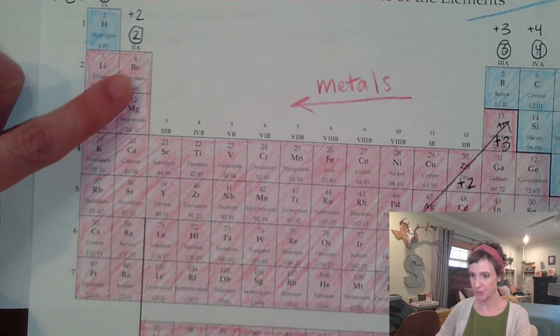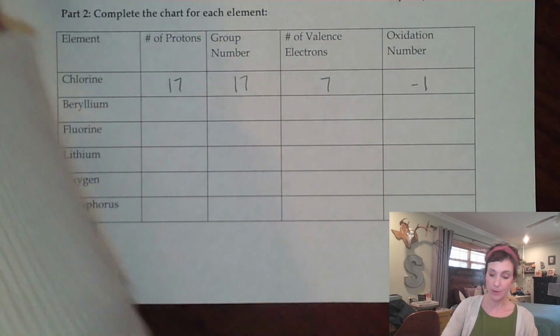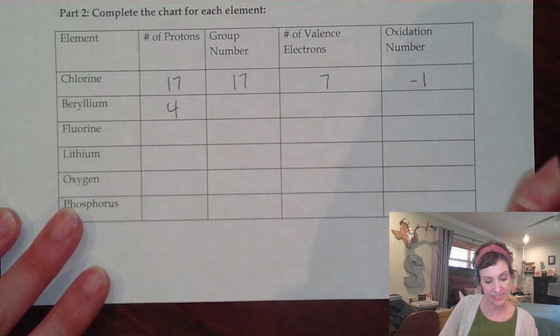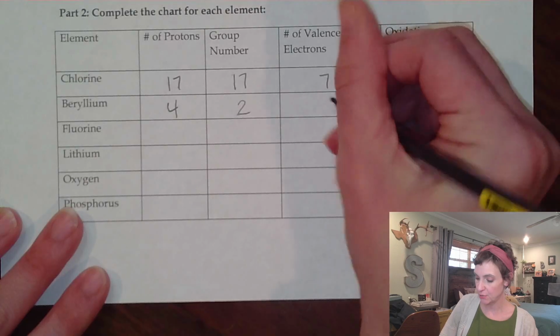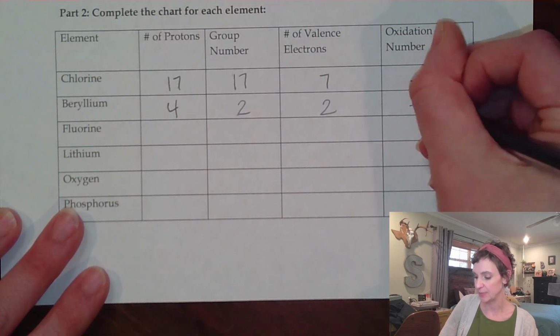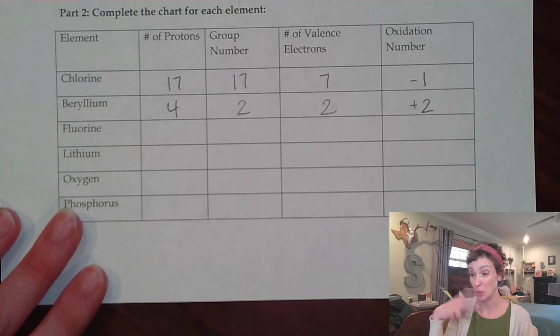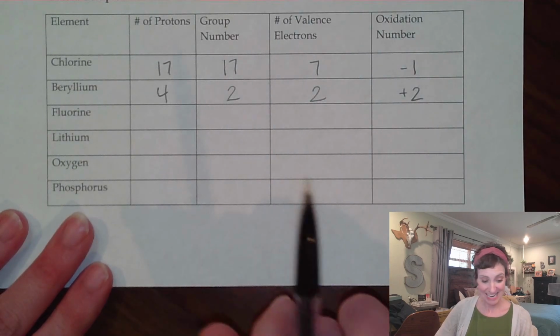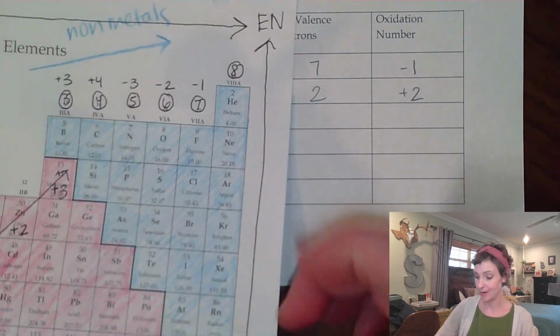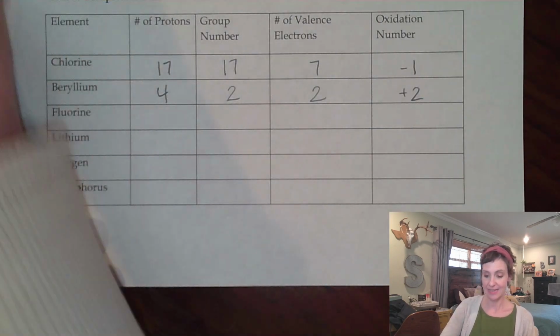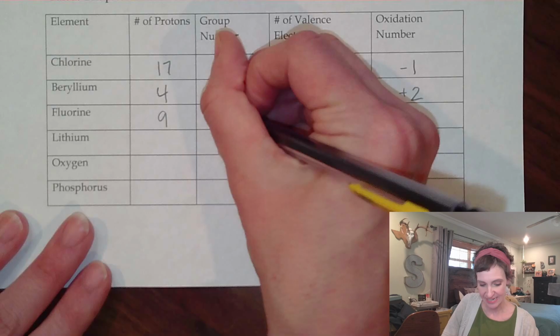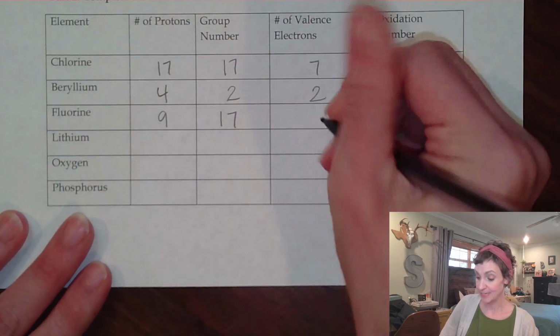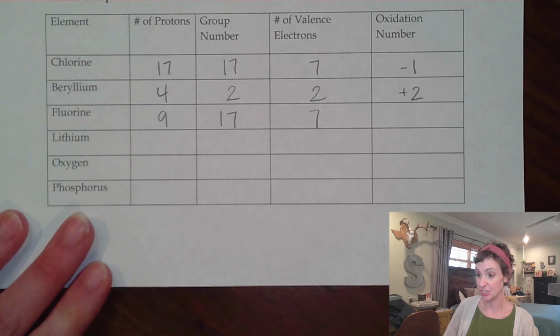Beryllium, group 2. He's got number of protons of 4, because that's his atomic number. Group 2, which means he has 2 valence electrons, which means his oxidation number is a +2. He will lose those 2 valence electrons to make a cation. Fluorine is atomic number 9. He is also in the halogens, so he is in group 17, which means he will also have 7 valence electrons, just like chlorine, and form a -1 charge.